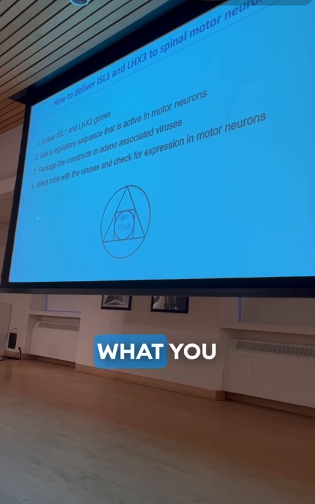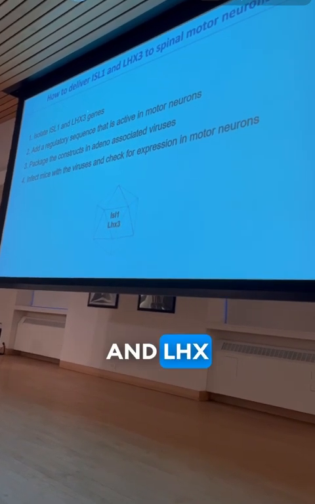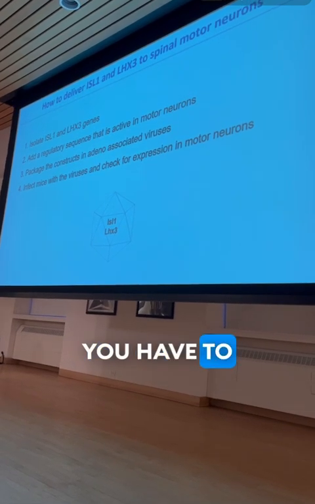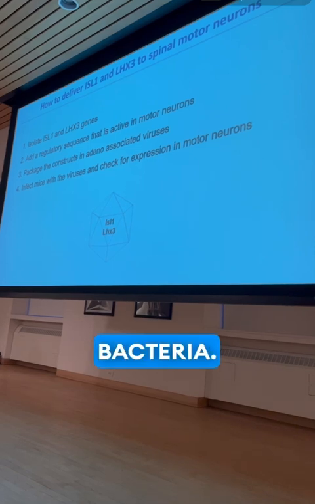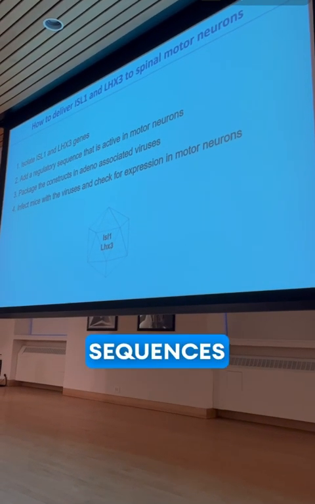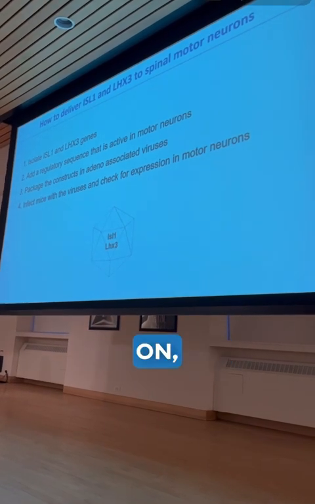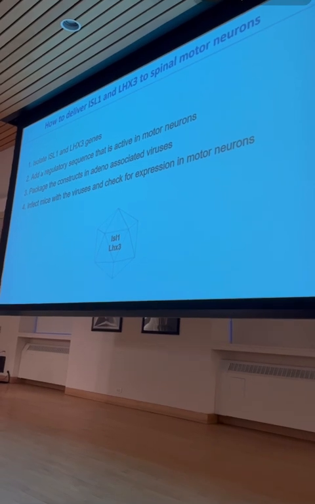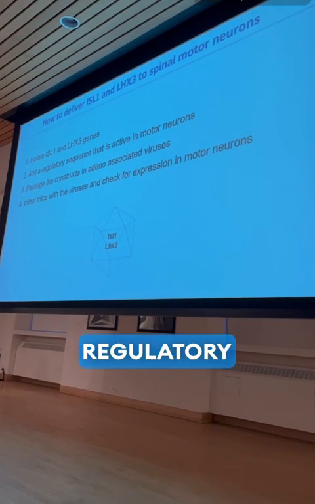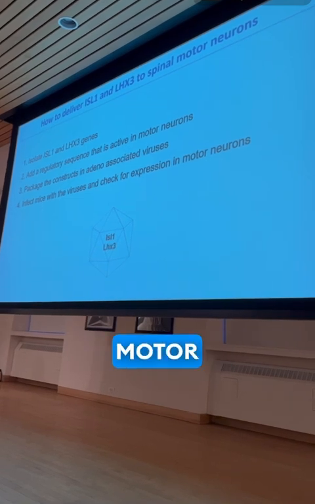So what you have to do is start by isolating the ISL1 and LHX3 genes. So you have to find the stretches of the DNA. You have to usually put them in bacteria. And then we have to change the regulatory sequences that control in which cells the genes are turned on. Because these genes are not turned on in adult motor neurons, we have to find other regulatory sequences that would allow these genes to be turned on in adult motor neurons.